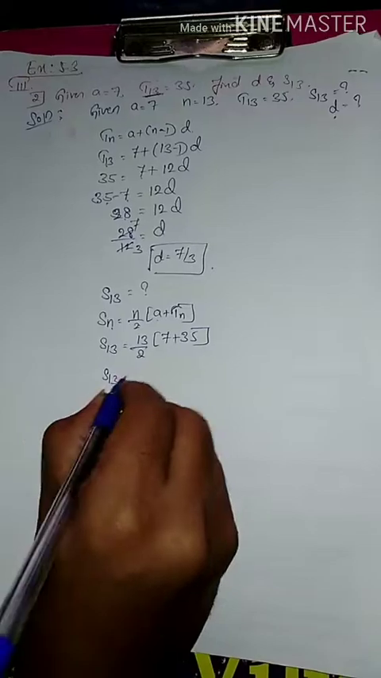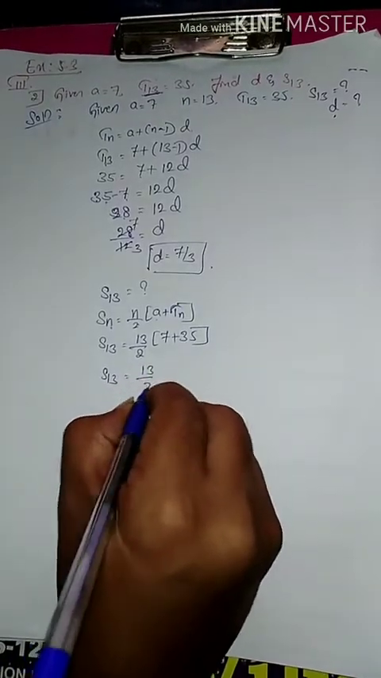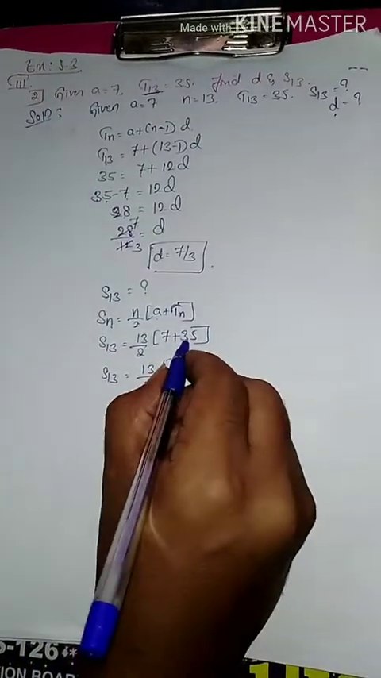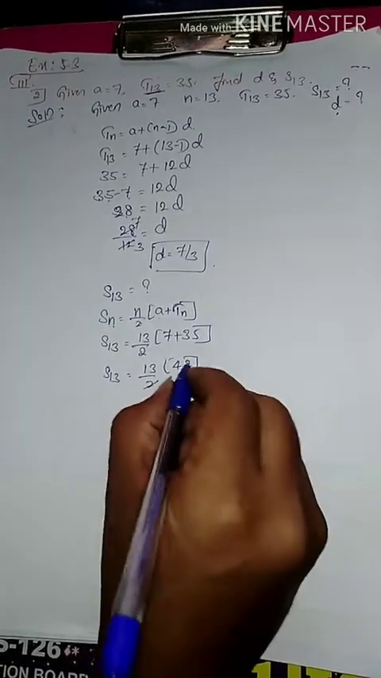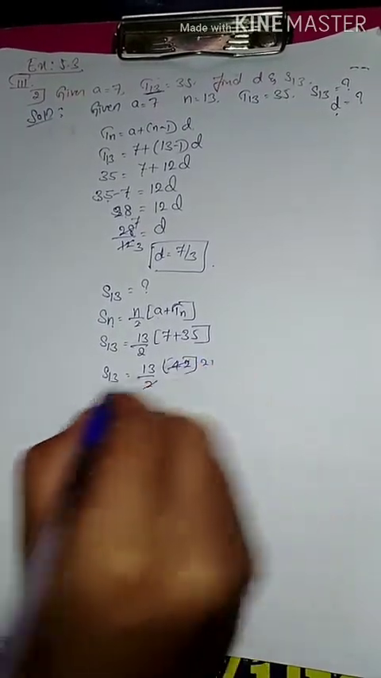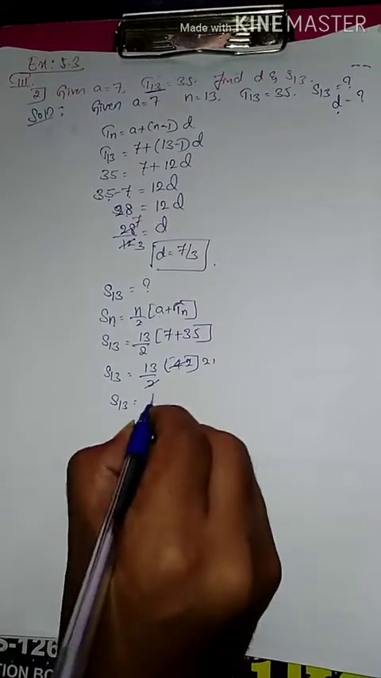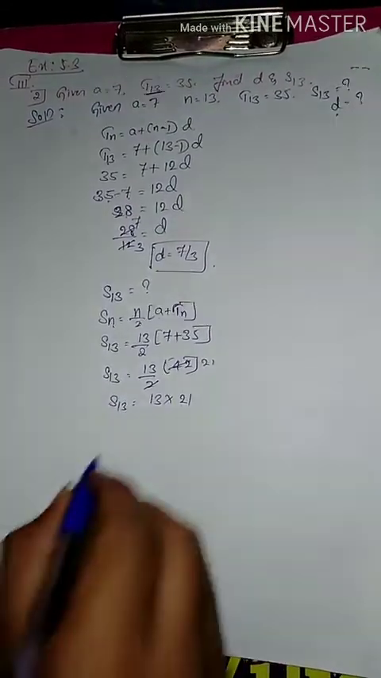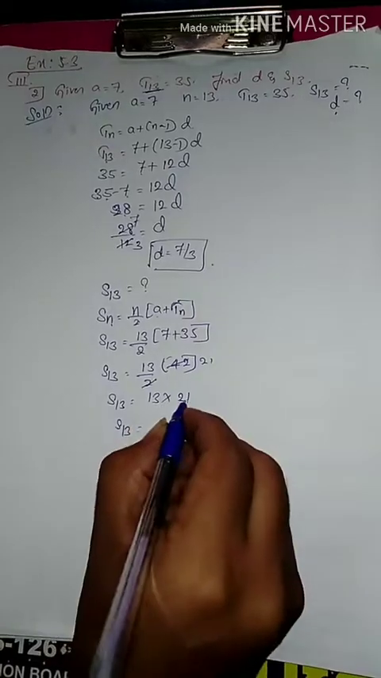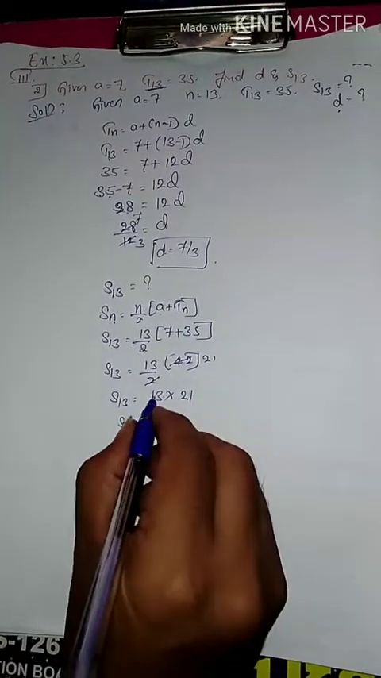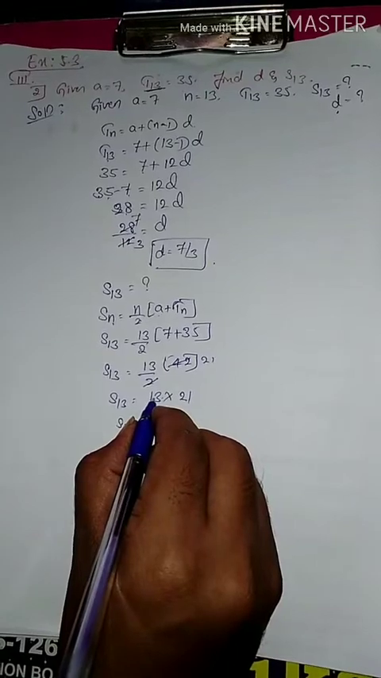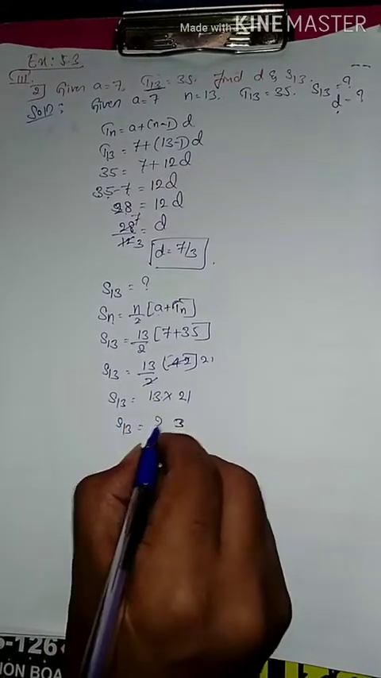So S13 is equal to 13 by 2 into bracket 35 plus 7 is 42. 2 21s are 42. S13 is equal to 13 into 21. So S13 is equal to 21 3s are 63. 6 is carry. 21 1s are 21. 21 plus 6 is 27.